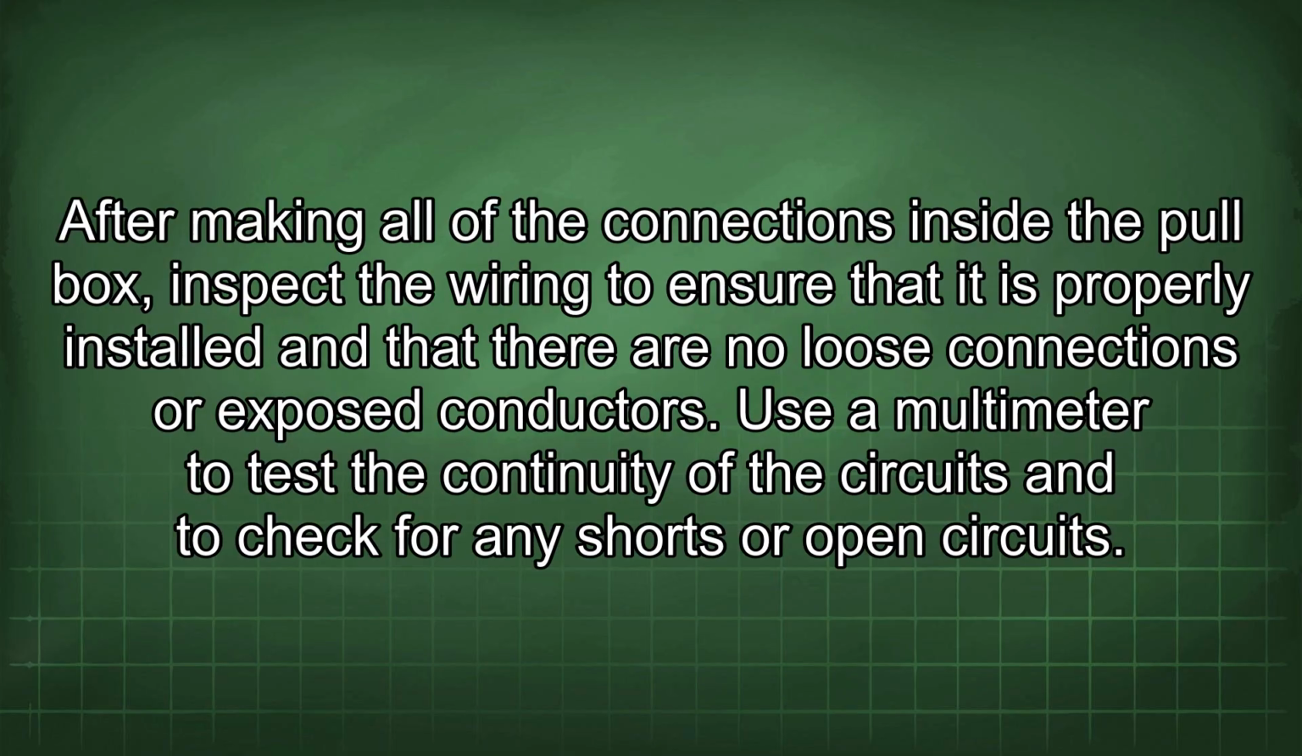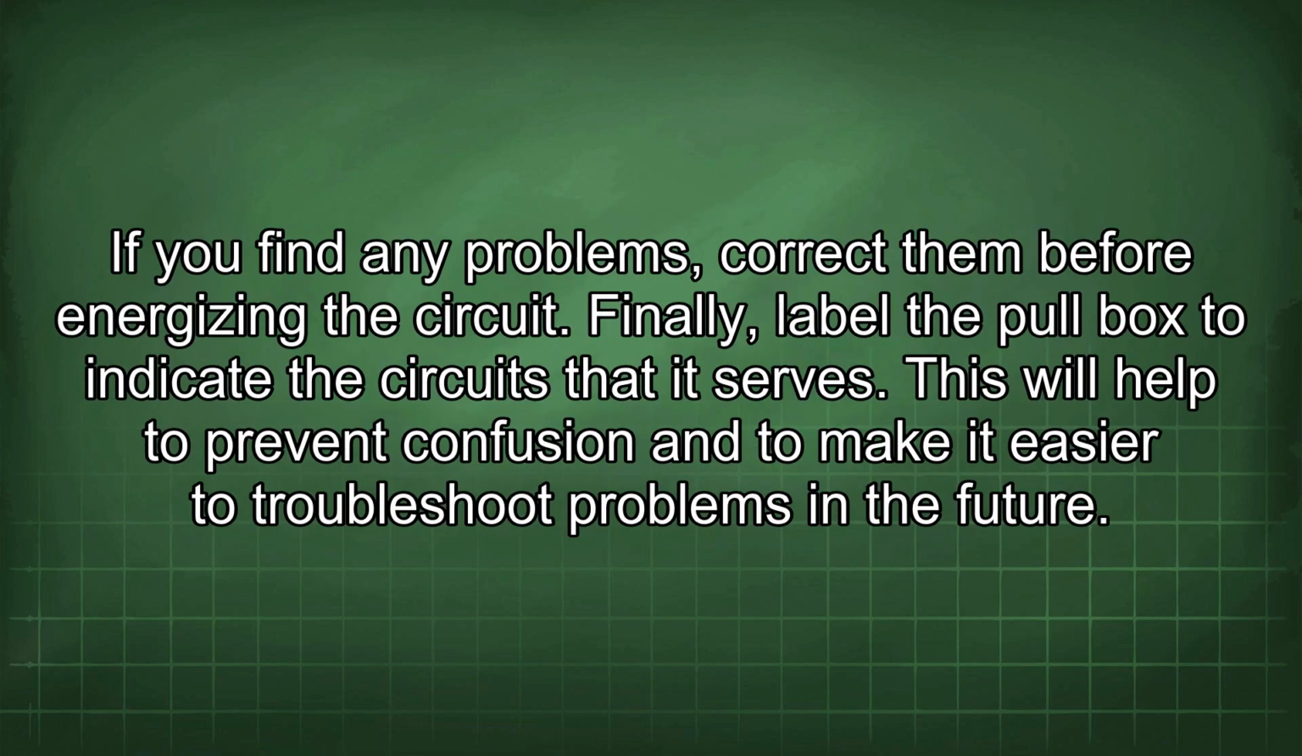After making all of the connections inside the pull box, inspect the wiring to ensure that it is properly installed and that there are no loose connections or exposed conductors. Use a multimeter to test the continuity of the circuits and to check for any shorts or open circuits. If you find any problems, correct them before energizing the circuit.